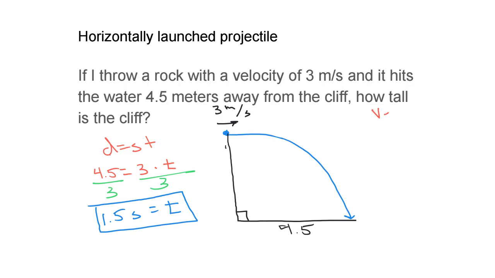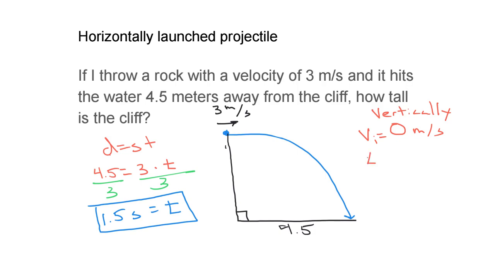So purely vertically, we start with an initial velocity of 0 meters per second. You might say, well, I thought this says we start with an initial velocity of 3 meters per second, but that's because that's pointing straight sideways. That's all horizontal and no vertical. So the vertical velocity of this rock is 0 meters per second.